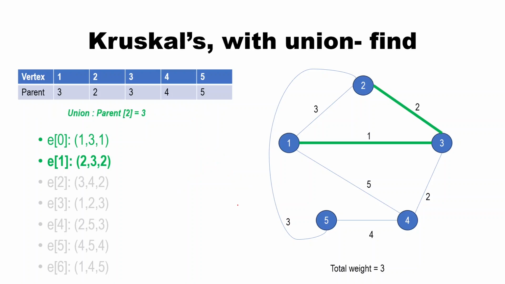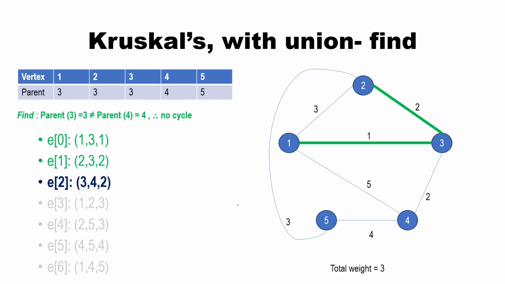Also the weight will be updated to 3. Okay, so this is after adding the second edge. Now let's try adding the third edge. The parent or representative of 3 is 3. Parent or representative of 4 is 4. Therefore, they are in separate components, you can say. Therefore, you can add the edge 3, 4 to the forest that we are forming.